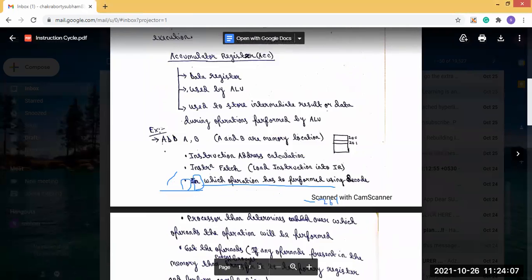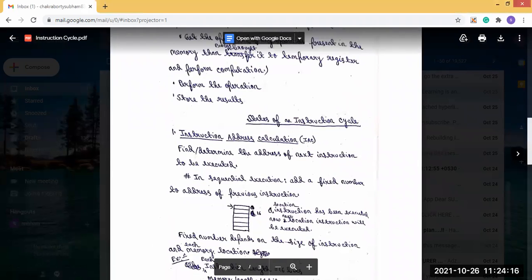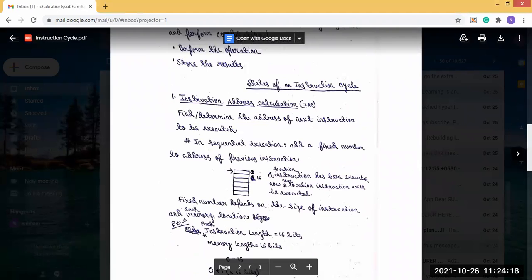So now this is the explanation of how an instruction is executed. I have only explained how it can be performed, but mainly these are the states of an instruction cycle. That means these are the states through which an instruction is executed.